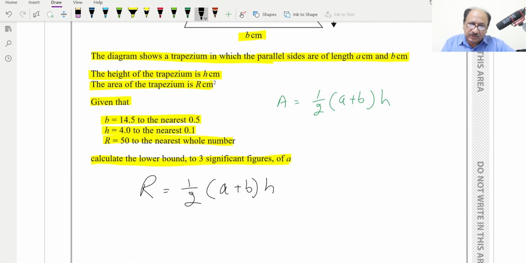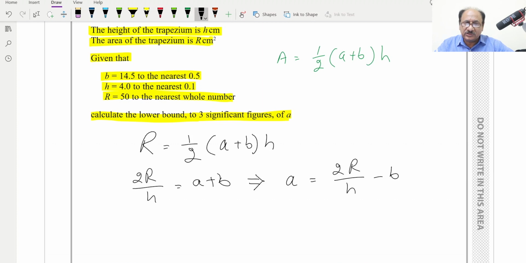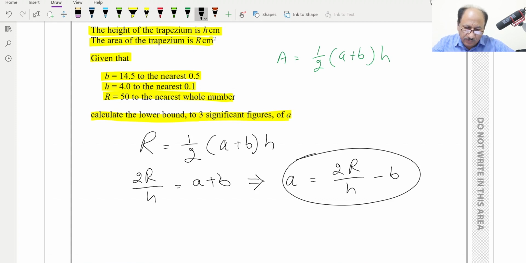Basically A value we have to find, so we'll make A the subject, so we can shift 2 and H to the other side. So 2R over H will be equal to A plus B, and this implies A is equal to 2R over H minus B. This is the value of A which we need to find, and we have to replace these values to get the lower bound. Calculate the lower bound for A. So what will the lower bound be?